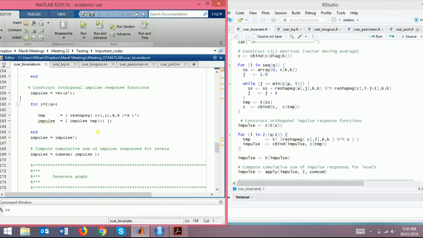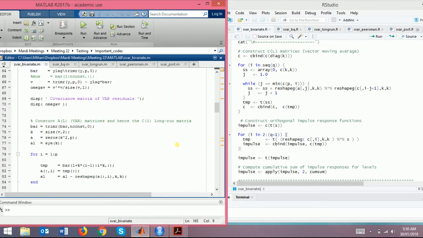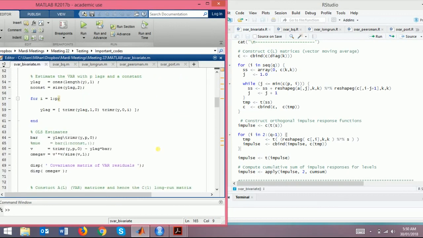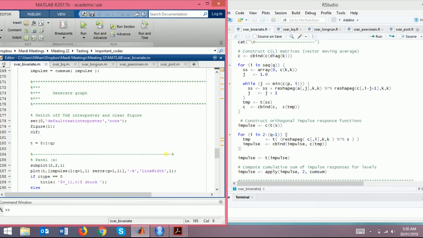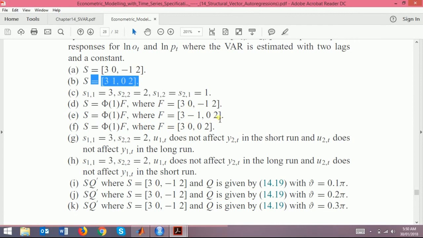Orthogonal impulse response functions. So as we had just vectorizing our S, it really doesn't matter, does it? Let's think more clearly. If we have, like in the question, 3 0 minus 1 2, and if we transpose it, it becomes 3 0 3 minus 1 0 2.